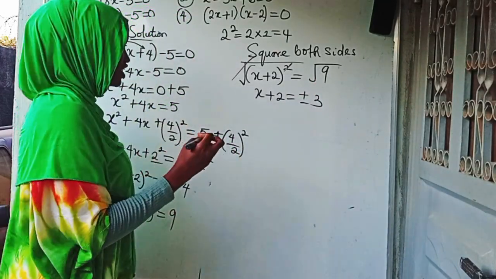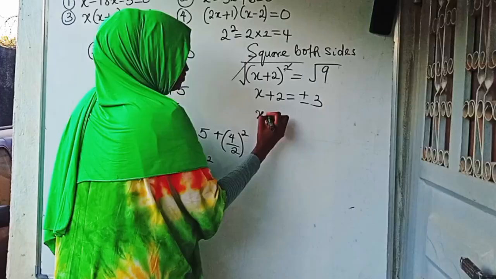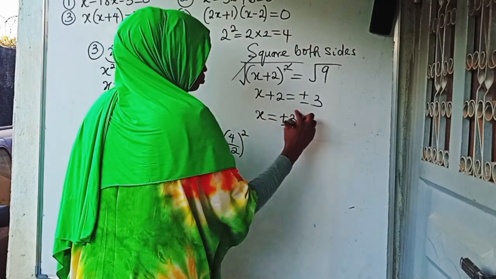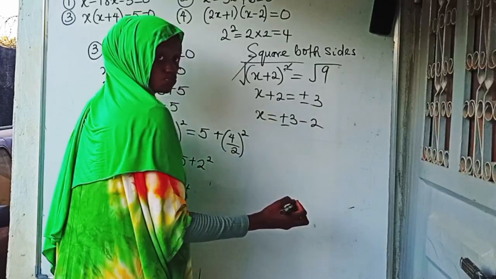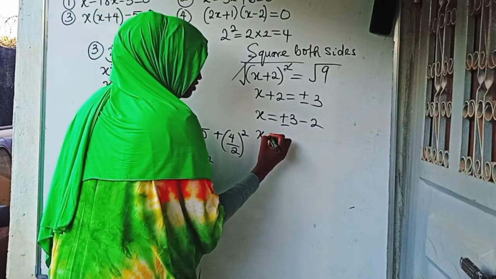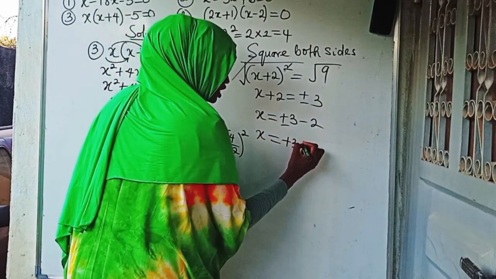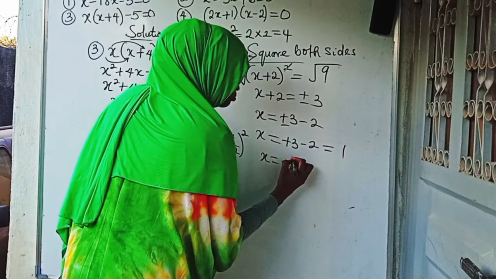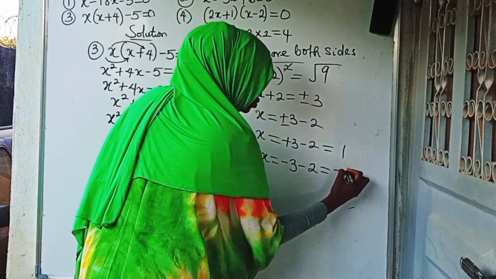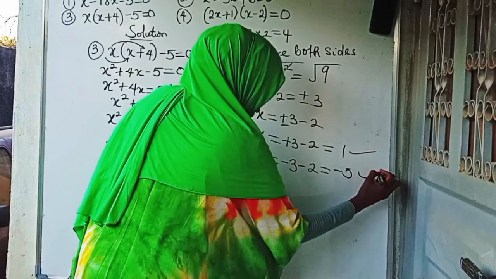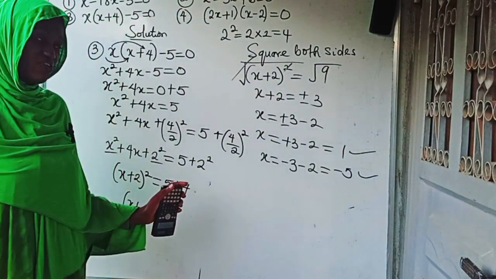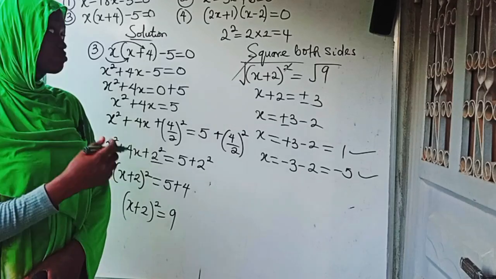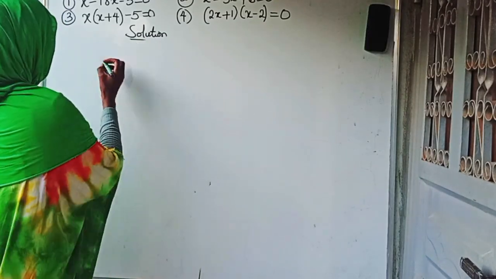Now let's get the value of x. We have x equals plus or minus 3, and the plus 2 crosses over and becomes minus 2. So x is equal to 3 - 2, which is 1, or x is equal to -3 - 2, which is -5. So we have x as 1 and x as -5, which is just as simple as that. Now let's move on to the last one, number 4.